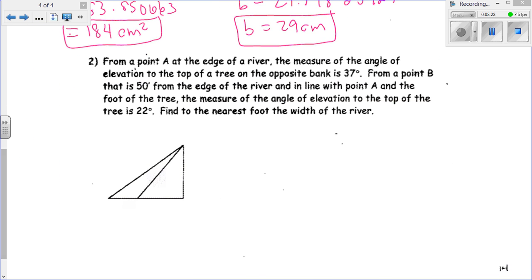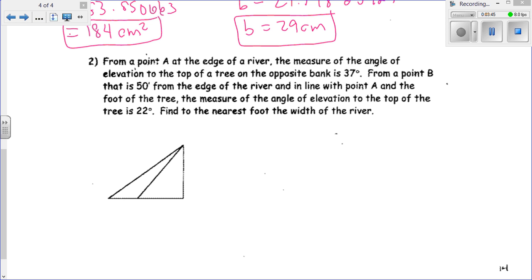Number 2, from a point A at the edge of a river, the measure of the angle of elevation to the top of a tree on the opposite bank is 37 degrees. From point B, that is 50 feet from the edge of the river and in line with point A and the foot of the tree, the measure of the angle of elevation to the top of the tree is 22 degrees. Find to the nearest foot the width of the river.